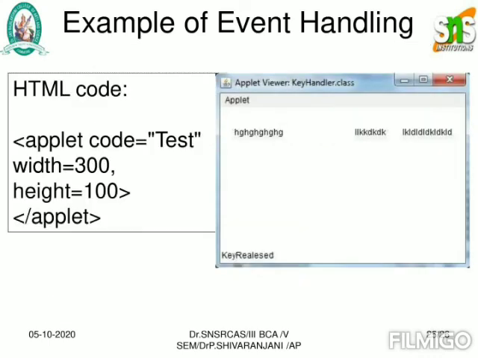To execute the above program, we need an applet code. For that I have used an applet code called Test, with a width of 300 and a height of 100. Now the applet window has been created. When I press a key and type content, the content will be displayed on the screen, and when I release my hand from the keyboard, it will display a message that the key has been released.